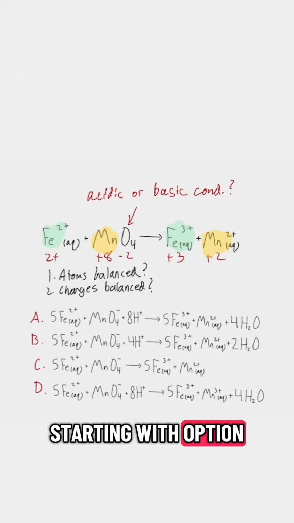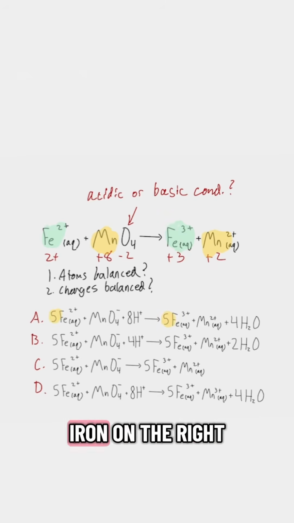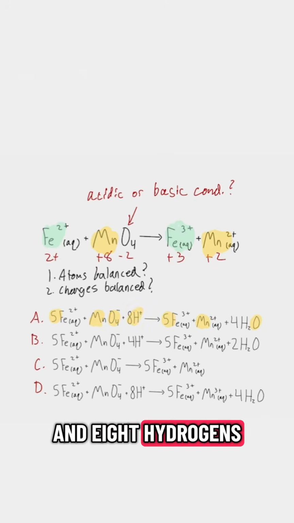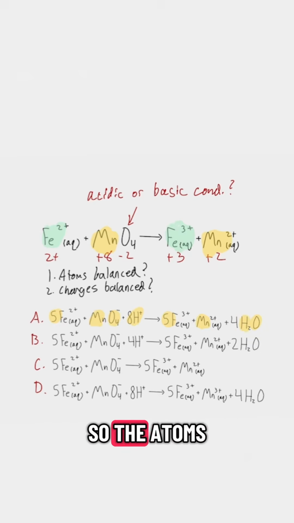Starting with option A, we have 5 iron on the left and 5 iron on the right. We have 1 manganese on the left, 1 manganese on the right, 4 oxygens on the left, 4 oxygens on the right, and 8 hydrogens on the left and 8 hydrogens on the right, so the atoms are balanced.